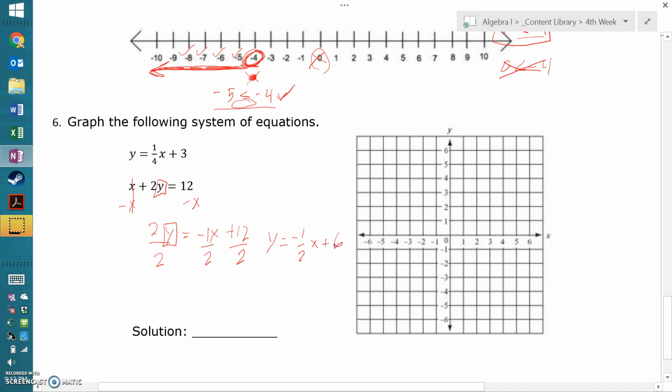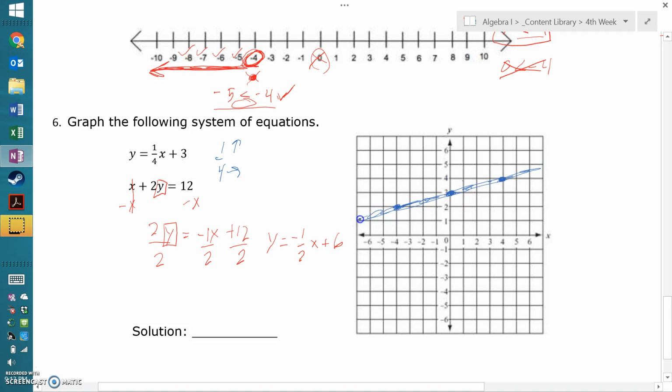Now graphing this first one, I'm going to do these in 2 different colors. Y-intercept of 3, 1, 2, 3, and a slope of 1 over 4. So that's up 1 over 4: 1, 2, 3, 4. I'm going to do that on the other side too: 1, 2, 3, 4. Alright, so I've got a good idea of what that line looks like.